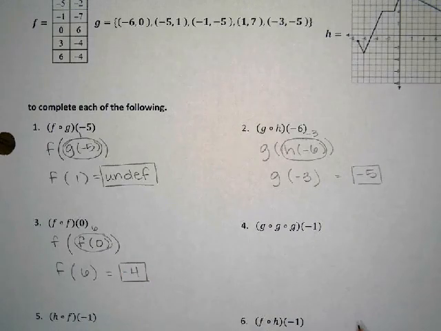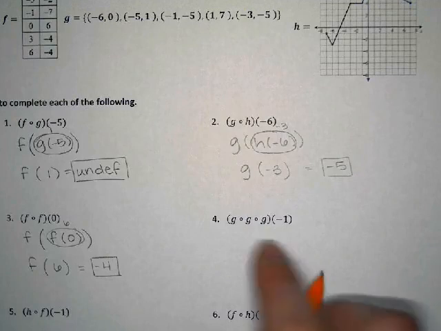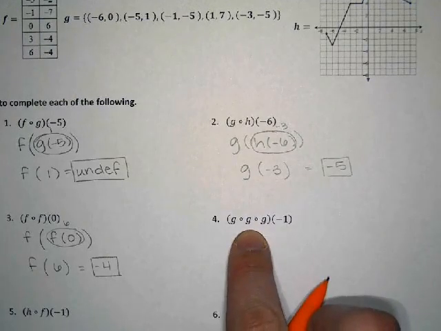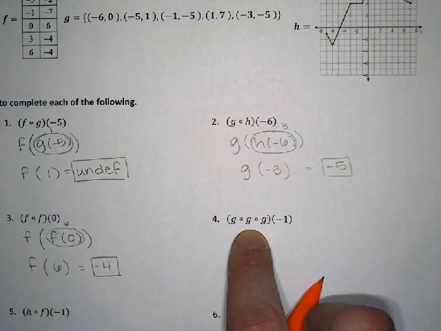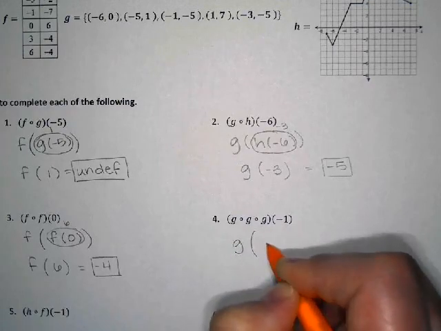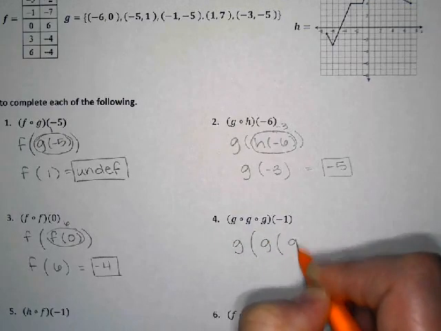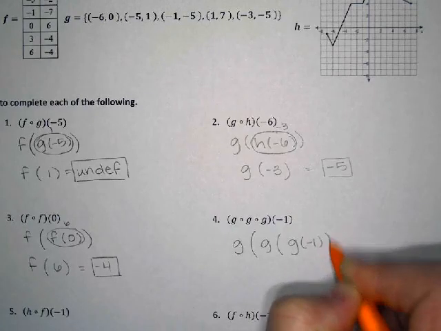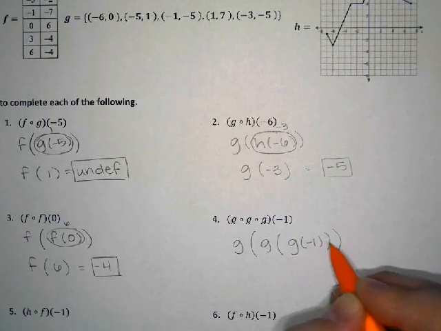Okay, this one has 3. So this one is g of g of g of -1, which means that you're plugging the function into itself and then plugging that into itself. You're doing it multiple times. So we're going to say this is g of g of g of -1. Hold on, I have to make sure my parentheses are right. I think I got them.